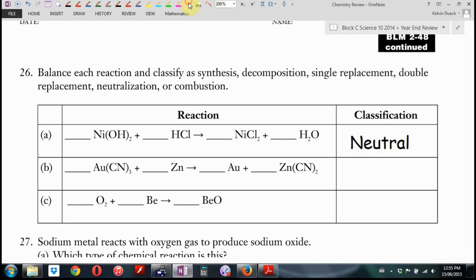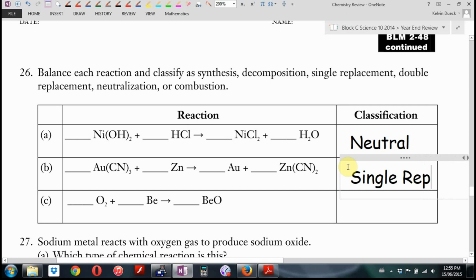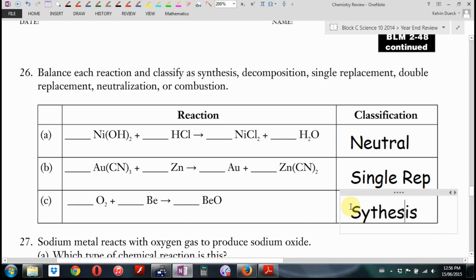Let's classify the next one. What do you think B is? Single replacement, right? The zinc is bumping out the gold. We'll balance them next, but let's just classify them right now. What's this one here? It's when you combine two things with... Okay, C. Mr. Dueck can't say this. I'll spell. Oh, I missed an N. Synthesis. Synthesis. That one. Now let's balance.